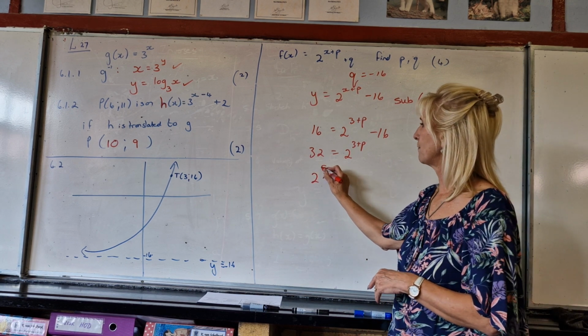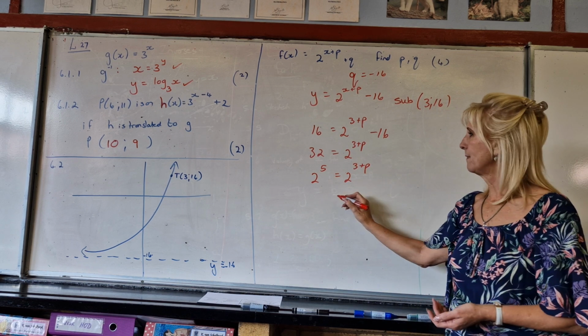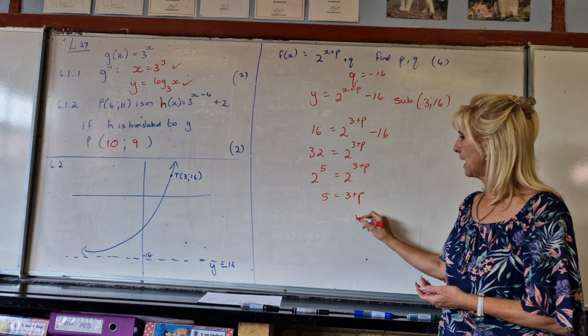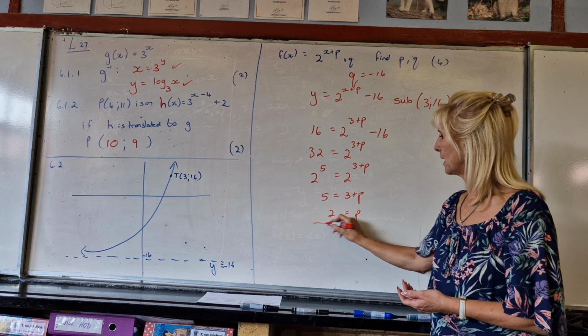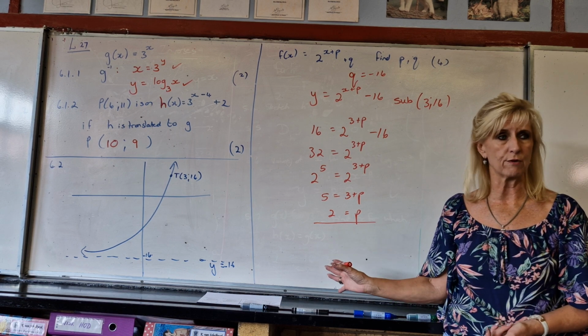So we've got 2 to the 5, 2 to the 3 plus p, and then 5 is equal to 3 plus p, because we're making a logical deduction, and p is equal to 2, and I'm done. They never asked me for the equation, and it's not necessary to write it.